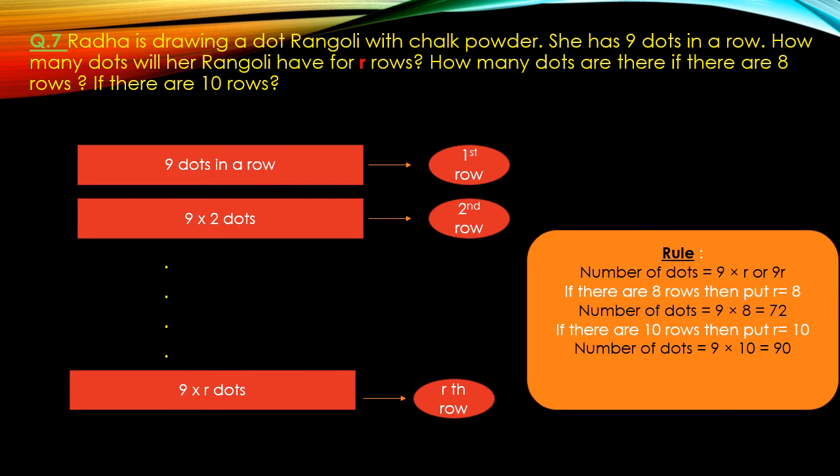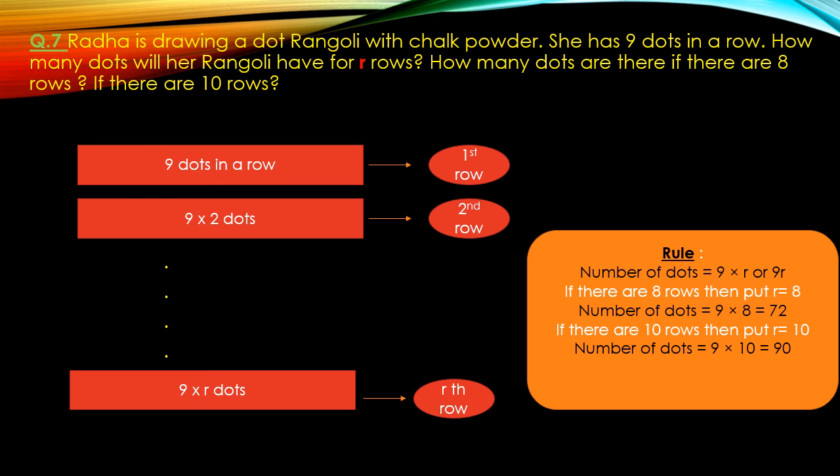Let's look at one more example. Radha is drawing a dot rangoli with chalk powder. She has 9 dots in a row. How many dots will her rangoli have for r rows? How many dots are there if there are 8 rows and if there are 10 rows?